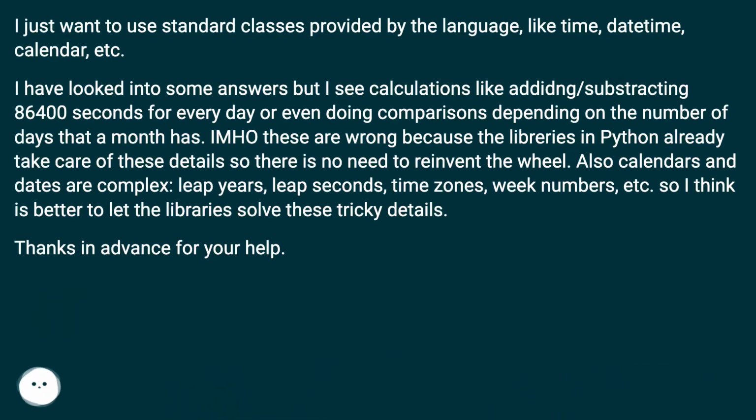I just want to use standard classes provided by the language, like time, datetime, calendar, etc. I have looked into some answers, but I see calculations like adding/subtracting 86,400 seconds for every day, or even doing comparisons depending on the number of days that a month has. These are wrong because the libraries in Python already take care of these details, so there is no need to reinvent the wheel. Also, calendars and dates are complex: leap years, leap seconds, time zones, week numbers, etc. So I think it's better to let the libraries solve these tricky details. Thanks in advance for your help.